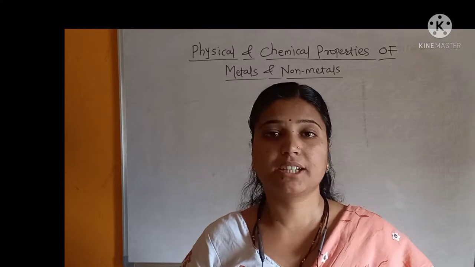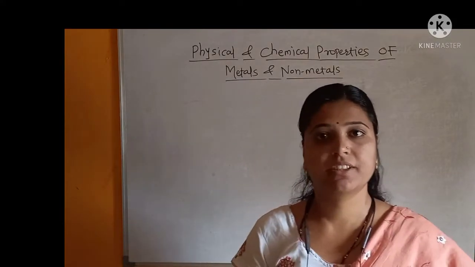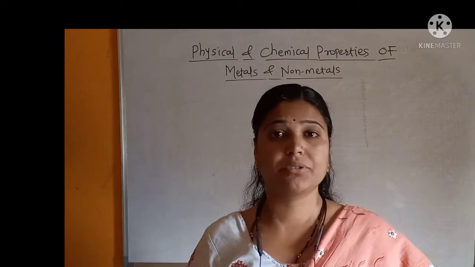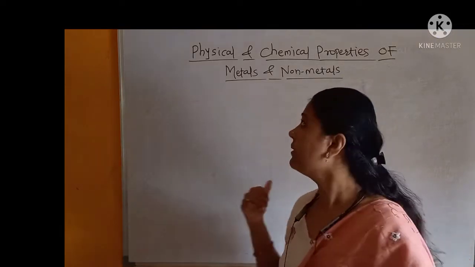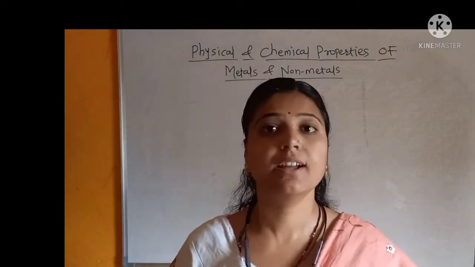So we know that in the periodic table metals and non-metals are present, and in between them one zigzag line is present in the p block elements, which gives the properties of metalloids. But we only see the physical and chemical properties of metals and non-metals, and after that we see the properties of metalloids.